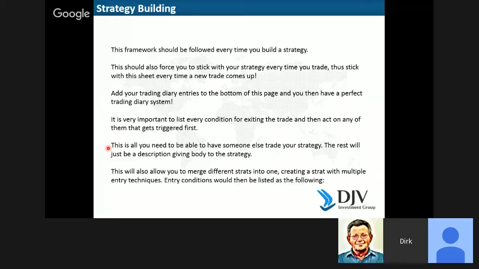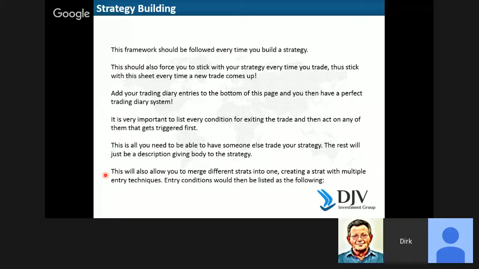And you need to revise, because there's one or other condition that might be ambiguous, or it might be too open-ended, so it leaves too much room for play. We don't want that, because that's where the confusion starts coming in. The key factor is to try and remove the confusion from your trading, and this is a great way to make sure that you do it.